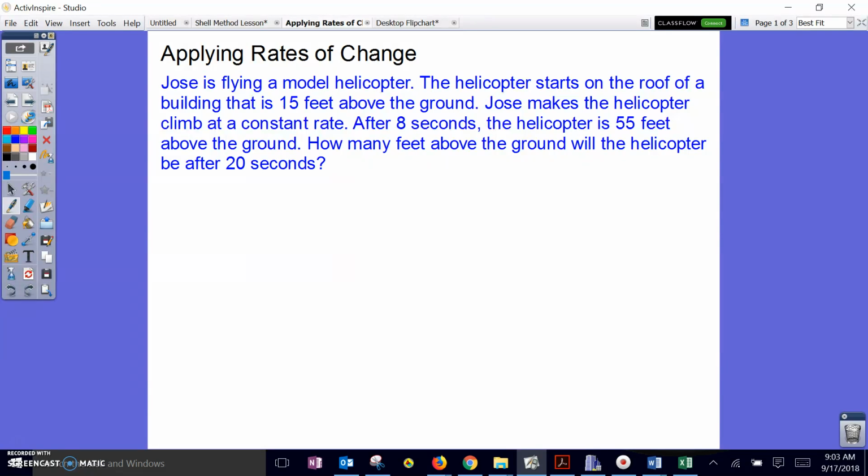Alright, welcome back everybody. In this video we're going to talk about applying rates of change. So we're going to take the things that we understand about rates of change and put them into problem-solving contexts. We're going to look at 3 different examples.